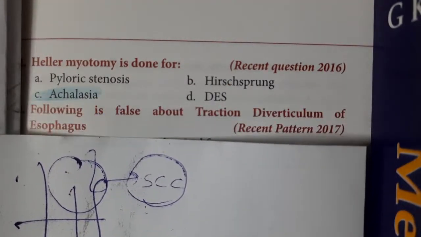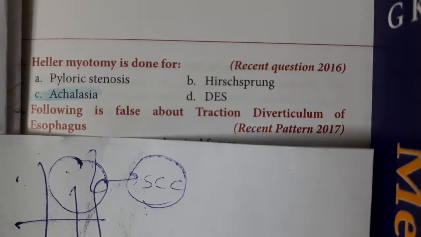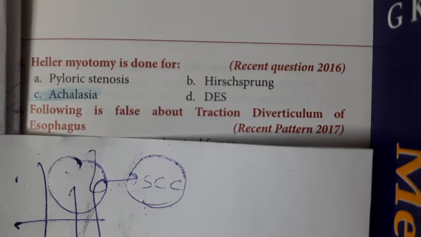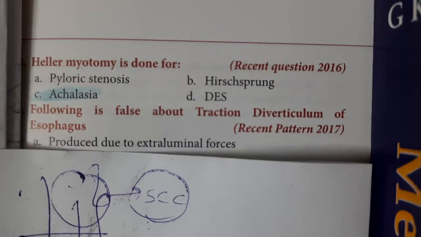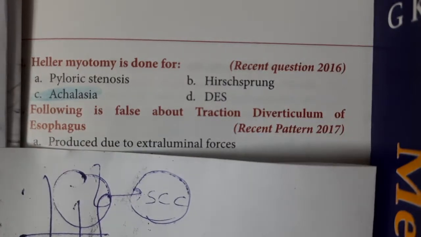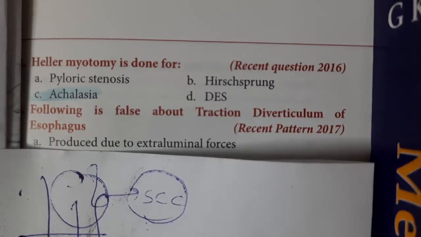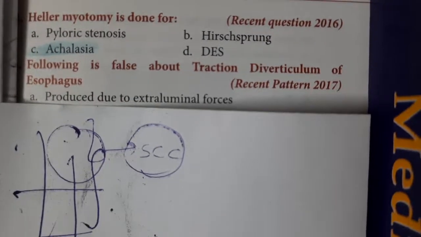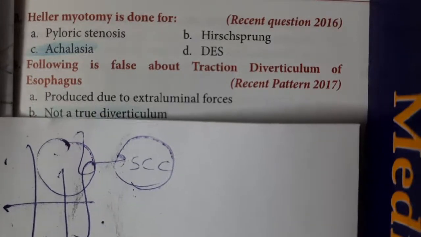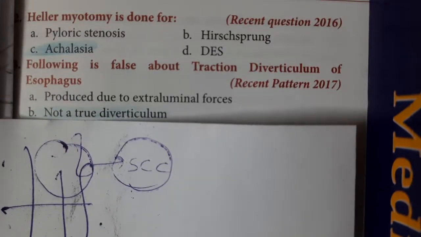Then, false statements about traction diverticulum of the esophagus. Traction diverticulum is caused by extraluminal forces. Yes, whenever there is fibrosis, it can pull on the esophagus and cause a diverticulum. So it is produced by extraluminal forces. It is not a true diverticulum, is the false statement.